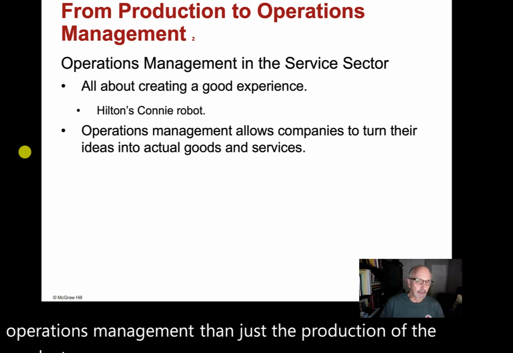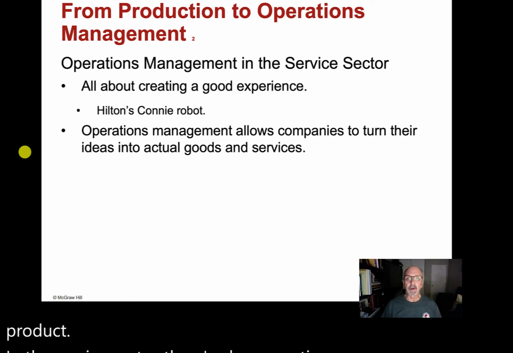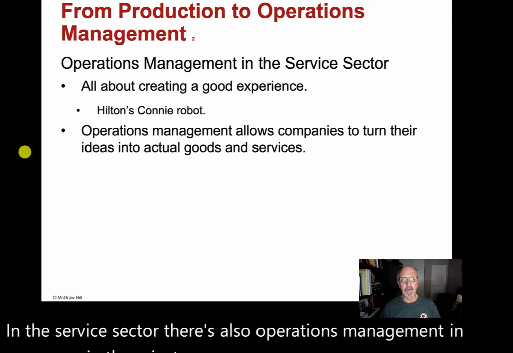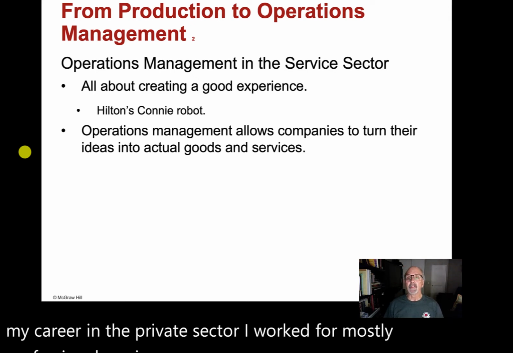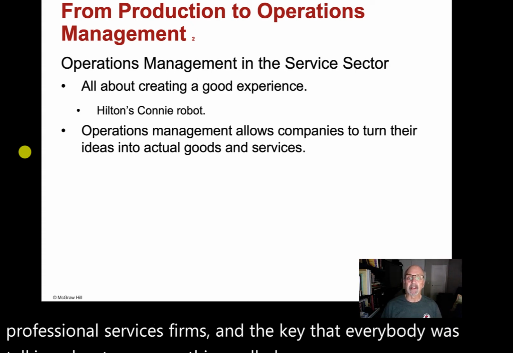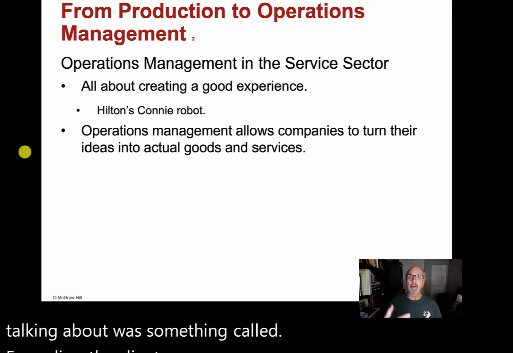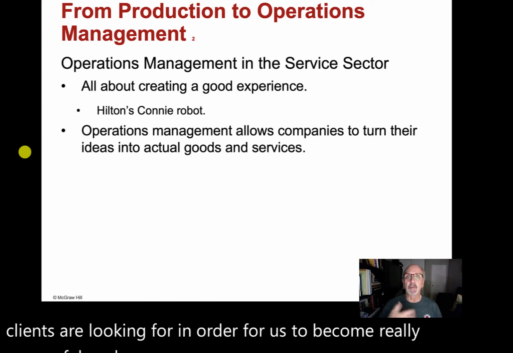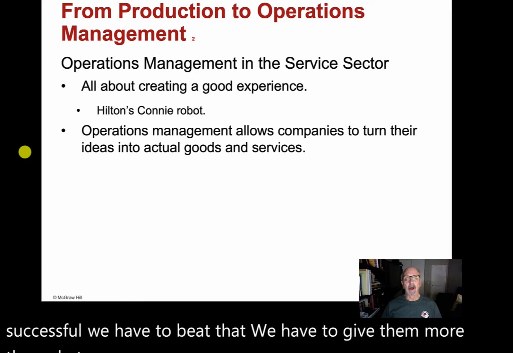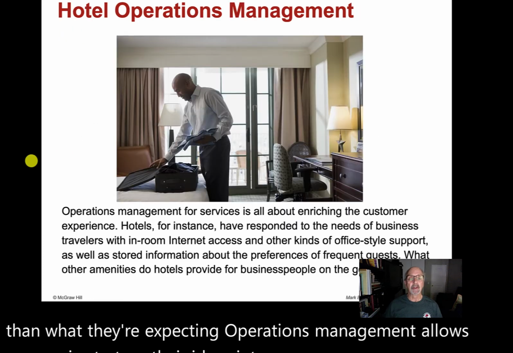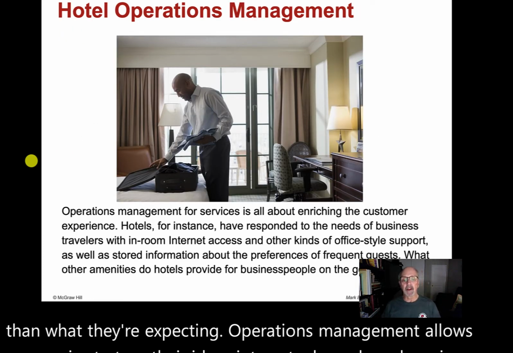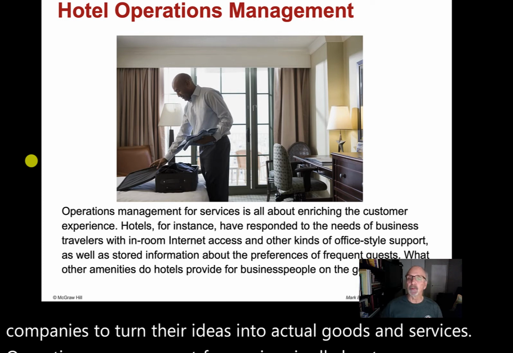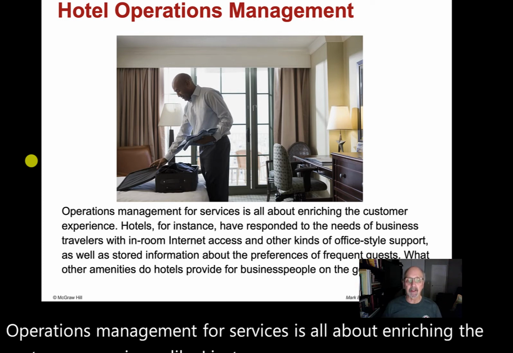In the service sector, there's also operations management. In my career in the private sector, I worked for mostly professional services firms. And the key that everybody was talking about was something called exceeding the client's expectations, meaning we know what the clients are looking for. In order for us to become really successful, we have to beat that. We have to give them more than what they're expecting. Operations management allows companies to turn their ideas into actual goods and services. Operations management for services is all about enriching the customer experience. Like I just said, exceeding expectations.